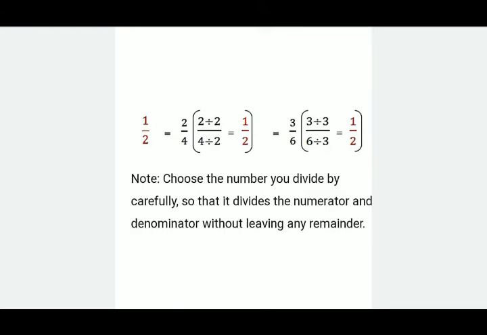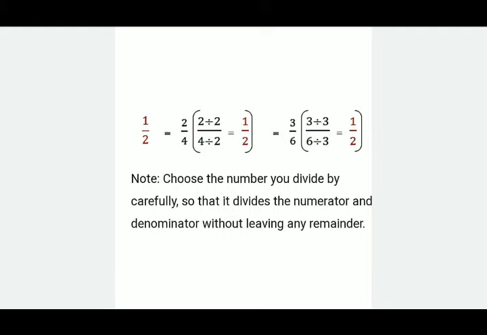Here, 1 by 2. If we want 1 by 2 from 2 by 4, then we can divide 2 by 4 by 2. 2 by 4 can be divided by 2. 2 divided by 2 gives the answer 1, and 4 divided by 2 gives the answer 2. That means 2 by 4 is equal to 1 by 2.